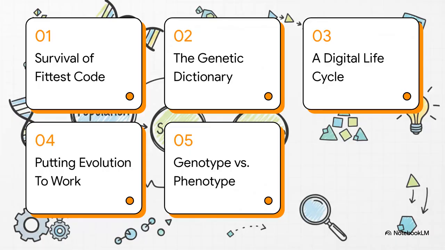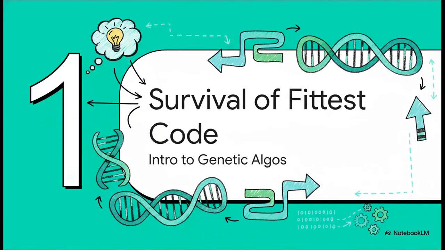We'll kick things off with the big idea, survival of the fittest code. Then we'll get our terms straight with a genetic dictionary. After that, we'll walk through the digital life cycle to see how it all works, put it into practice with an example, and finally, we'll unravel the difference between a genotype and a phenotype. Okay, let's jump right in. Section 1, Survival of the Fittest Code.